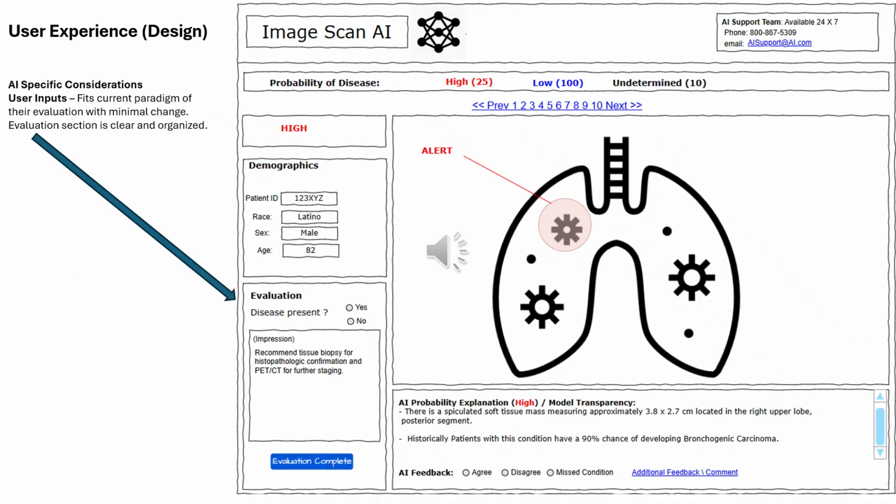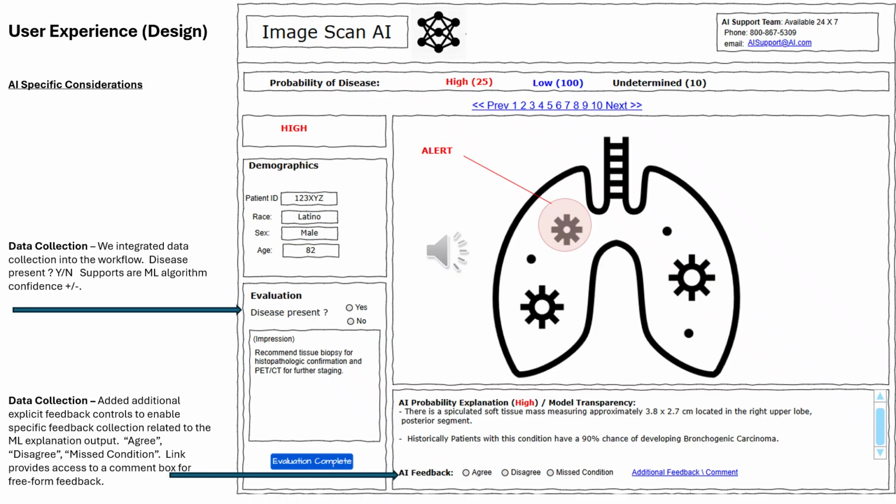AI-specific considerations. The user inputs fit the current paradigm of their evaluation with minimal change. The evaluation section is clear and organized. We integrated data collection into the workflow. Disease presence, yes, no, supports our machine learning algorithm confidence, plus or minus. And at the bottom, additional explicit feedback controls are added to enable specific feedback collection related to the machine learning explanation output of agreed, disagreed, or missed condition. A link is also provided so that there's access to a comment box to provide free-form feedback.